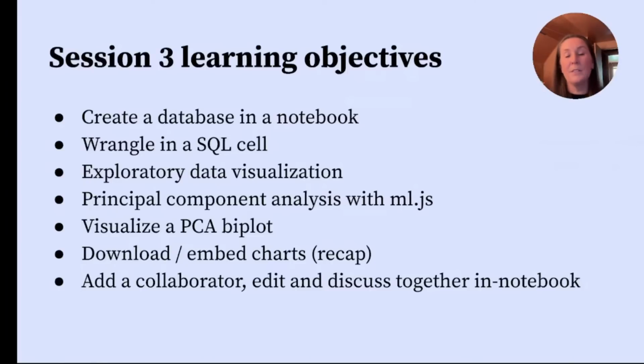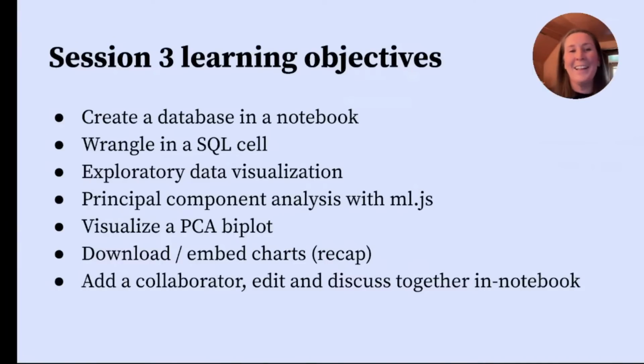We'll remind ourselves of the different ways that we could share outputs from an Observable notebook. And then Robert and I are going to do a quick demo of how you can add a coworker as a collaborator in a notebook and truly do multiplayer simultaneous editing right in the same notebook, and have discussions and comments right in the notebook too. Then we'll do a little wrap up where I introduce the assignment that you can complete to get the certificate at the end.